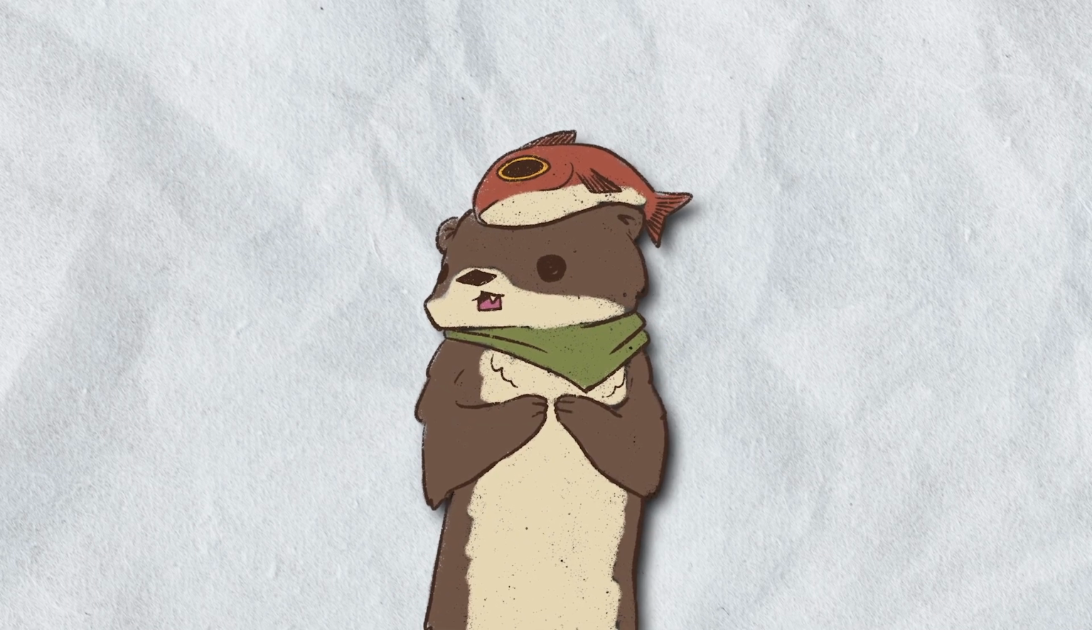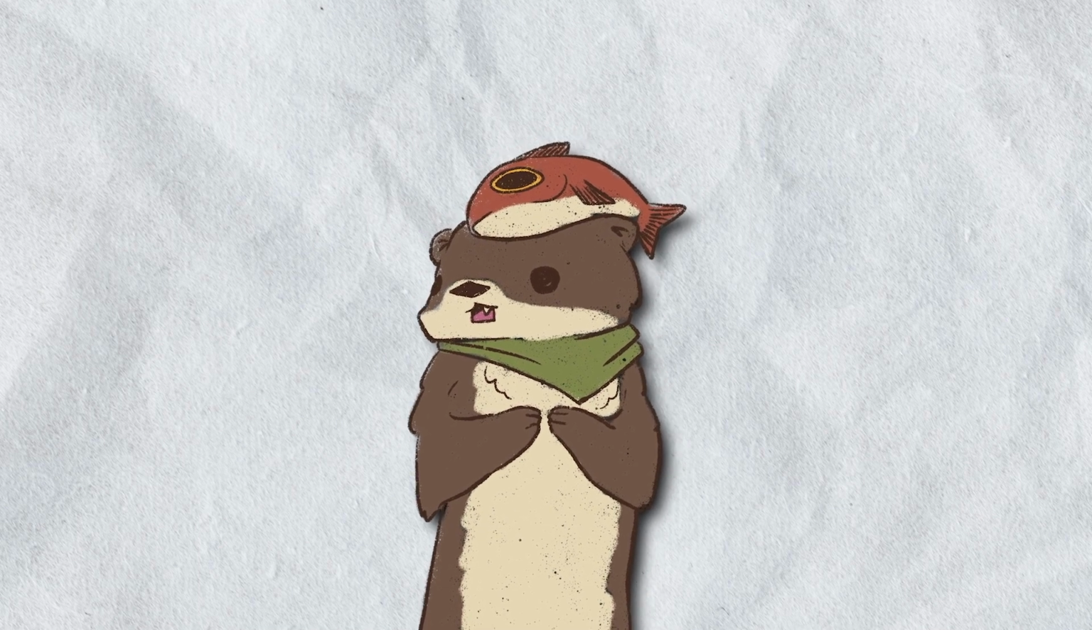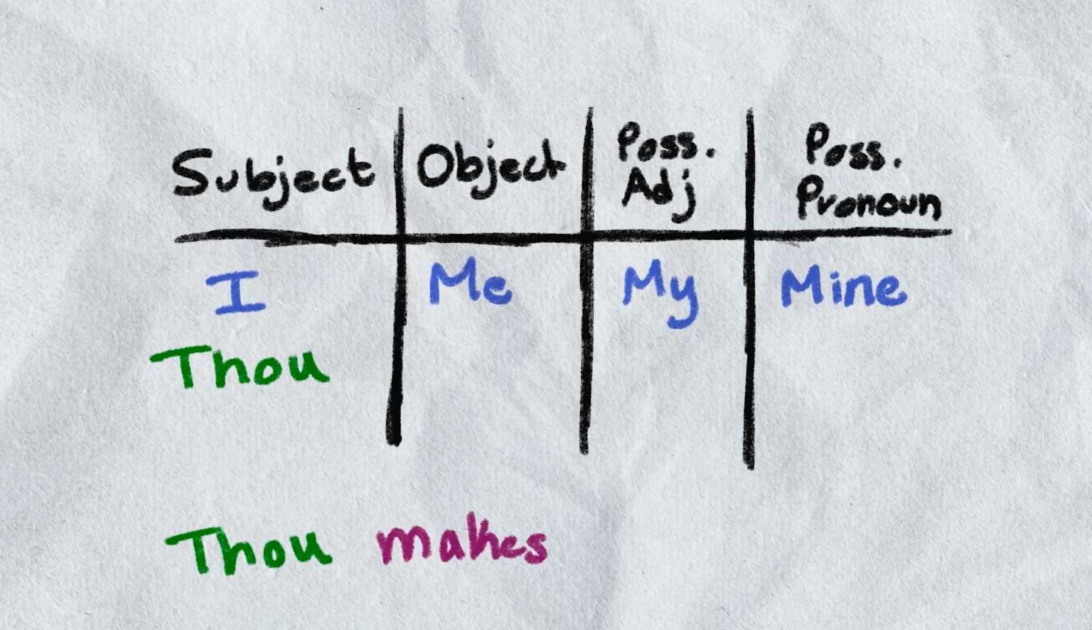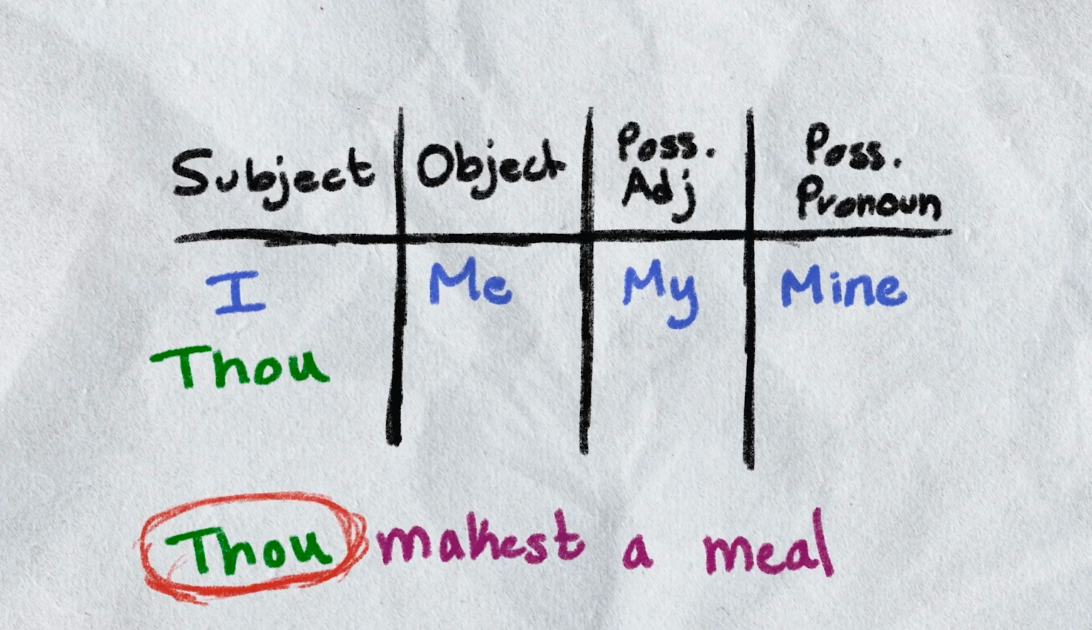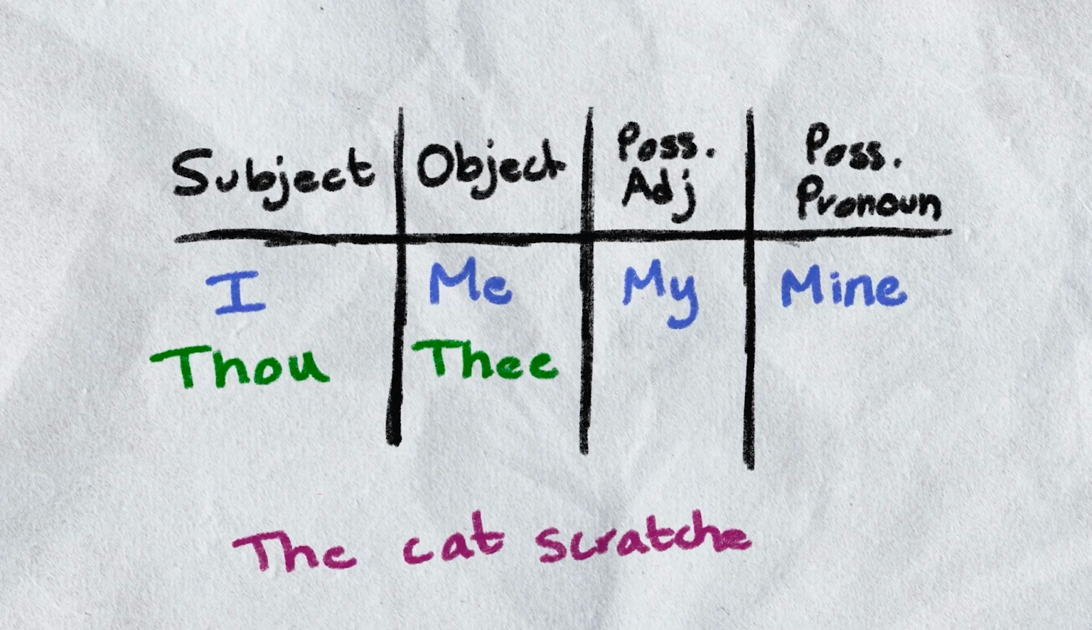Well, these different versions of I perfectly correspond to the different versions of thou, grammatically speaking. For example, thou is used as the subject of the sentence, so you would say, thou makest a meal, since thou is the one doing the action. Now we go on to thee, which is just like me, in that it acts like an object of the sentence. So we can have a sentence like, the cat scratched thee, since thee is the one being scratched.